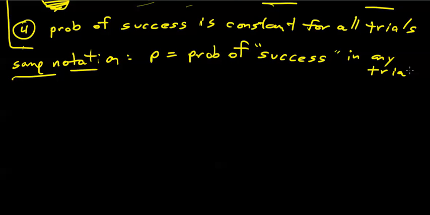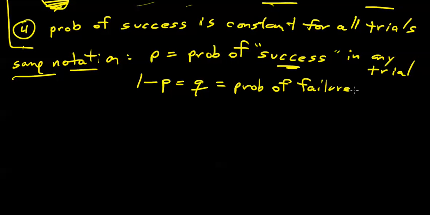Well, if you're talking about 30 births and you're calling a girl a success, then the probability of a success in that experiment would be 0.5, of course, again assuming boys and girls are equally likely in any trial. 1 minus p, I call the complement of p. I'm going to label that q, and of course, because there are only 2 outcomes per trial, this must be the probability of failure in any one trial.